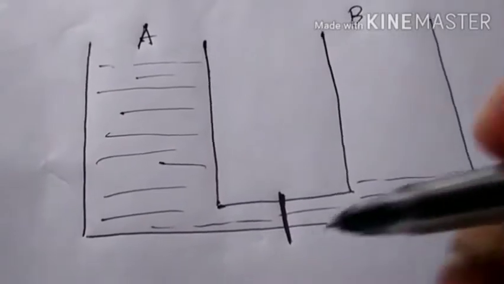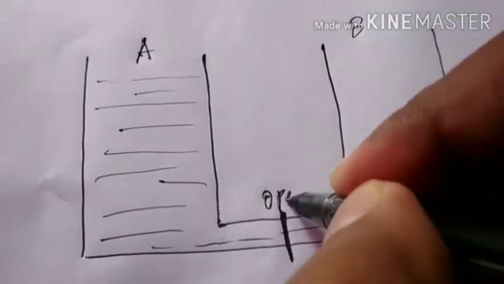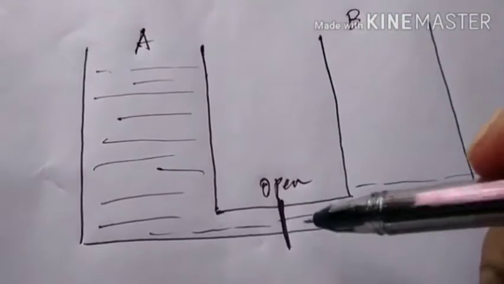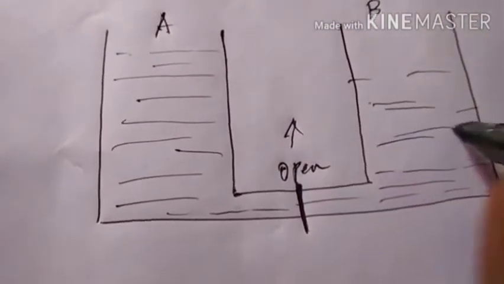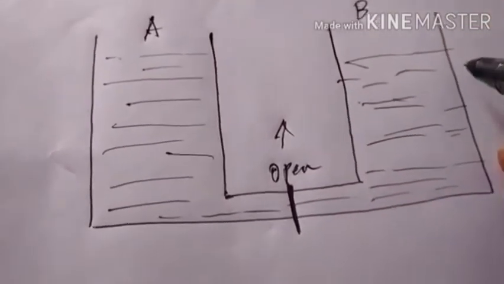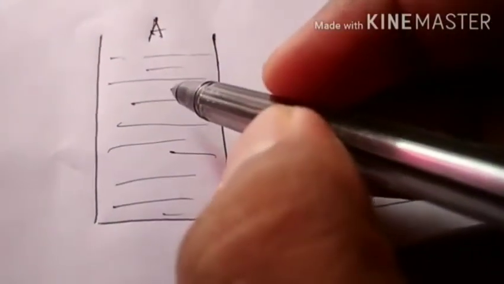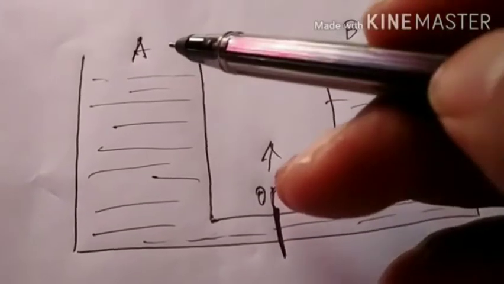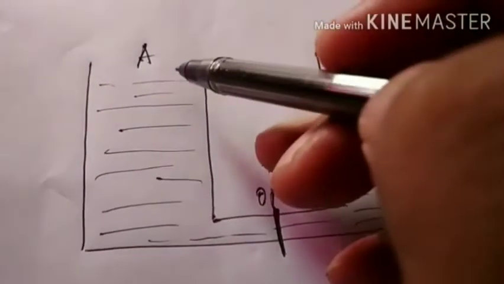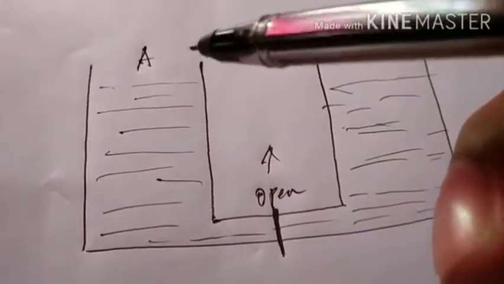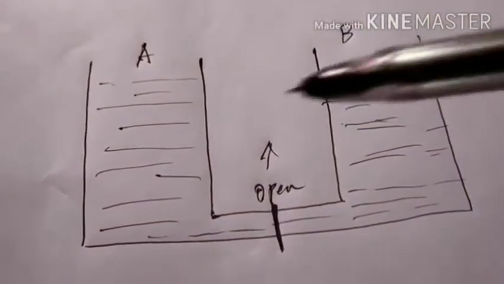Now suppose I open this stopper, what will happen to the water? When you open the stopper, the water will flow from beaker A towards beaker B, and after some time both beakers will have the same level of water. As you can see, the water flows from beaker A to beaker B. So what happens in beaker A? Why does it flow from beaker A to beaker B and not from beaker B to beaker A?